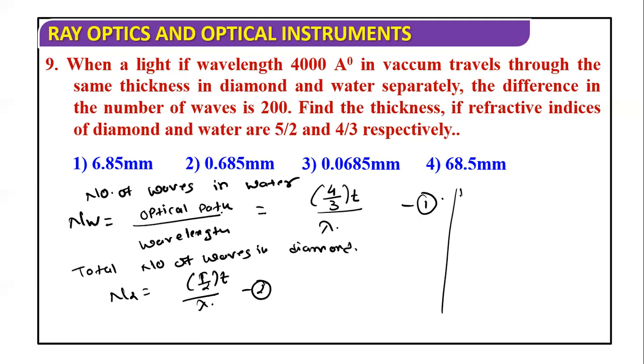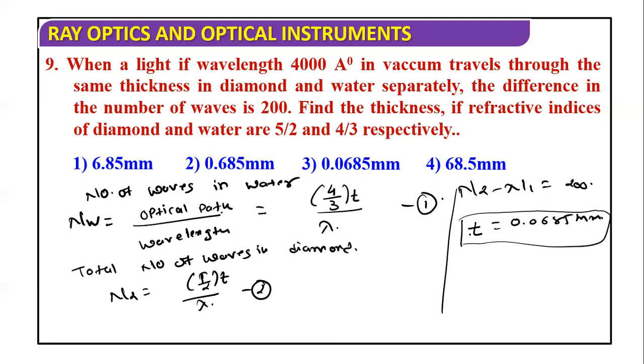It is given that n2 minus n1 is equals to 200. So put the values of n2 and n1 and solve for the value of t. We will get t is equals to 0.0685 millimeter. So third option is correct.